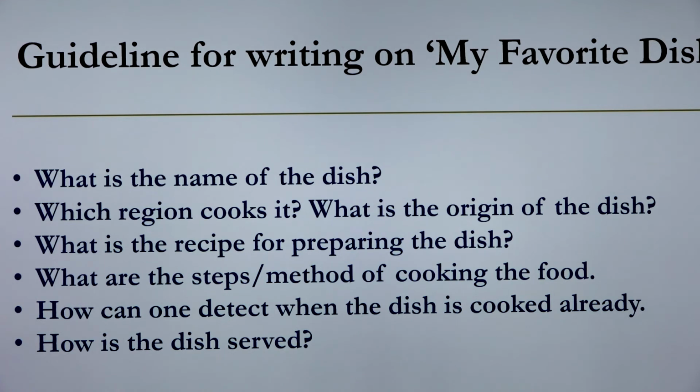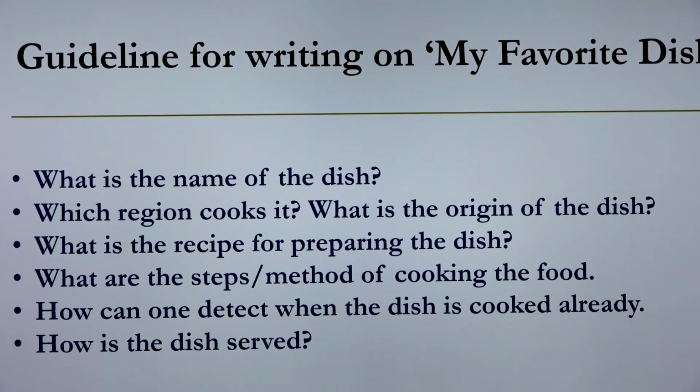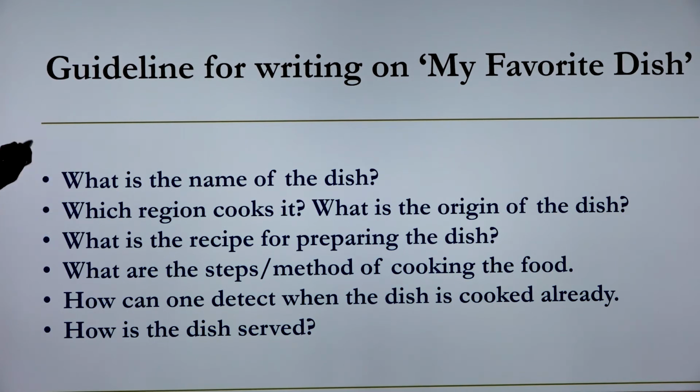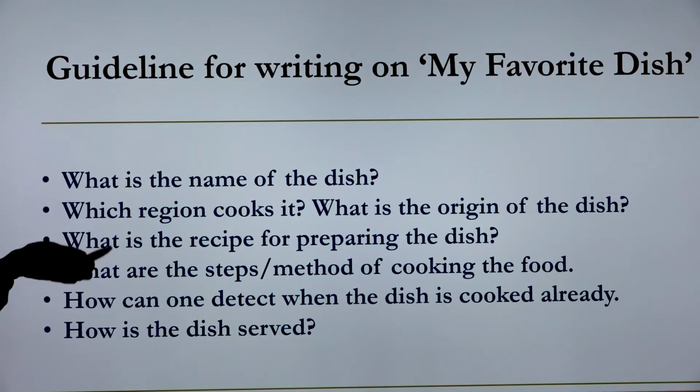Now let's look at guidelines on writing on my favorite dish. First of all, you write the name of the dish. What is the name of the dish? This can serve as a guideline in case you want to write on that topic. Which region cooks it? What is the origin of the dish? Is it a continental dish, or is it a dish that a particular people or tribe formulated by themselves? What is the recipe for preparing the dish? Very important. What are the steps or methods of cooking the food? How can one detect when the food is properly cooked? How is the dish served?